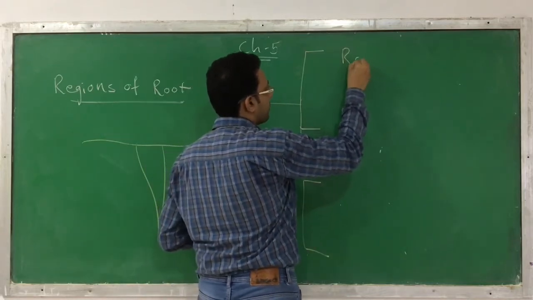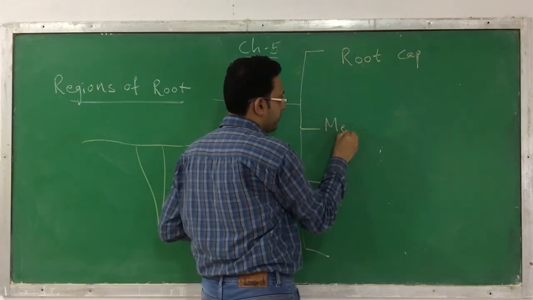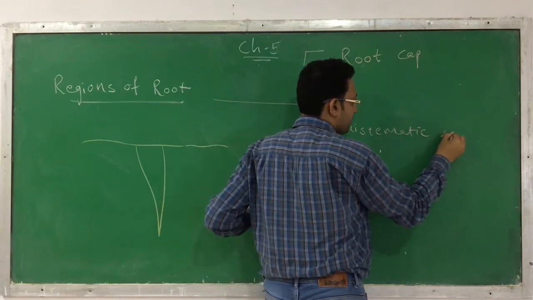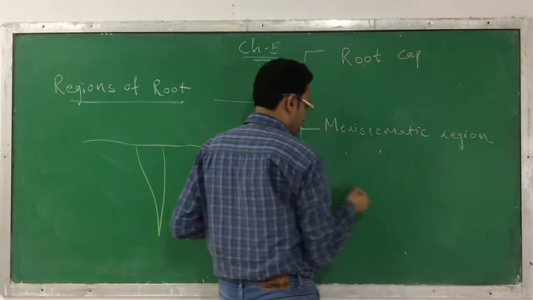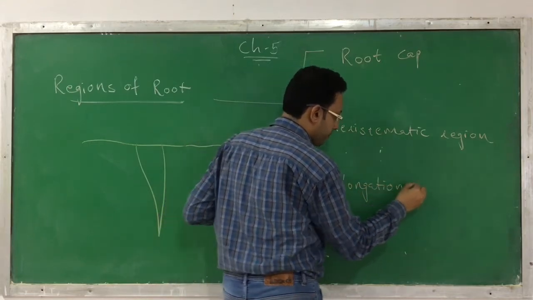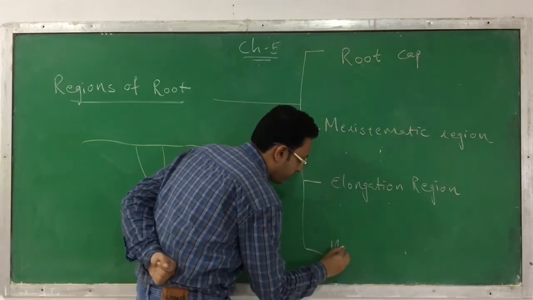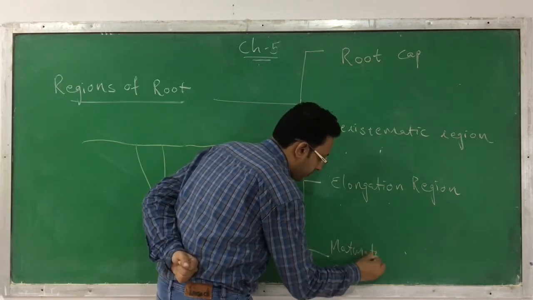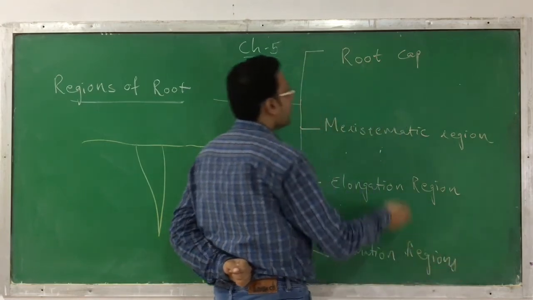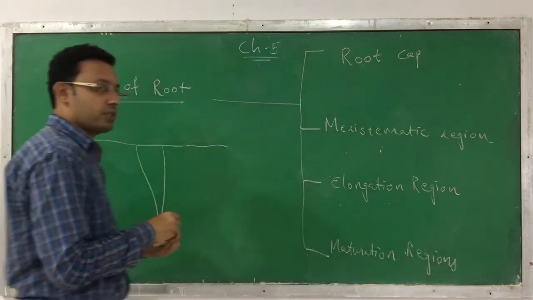The first one is called the root cap. The second one is called the meristematic region. The third one is called the elongation region. And the last one is called the maturation region. There are 4 regions of a root: root cap, meristematic region, elongation region and the maturation region.